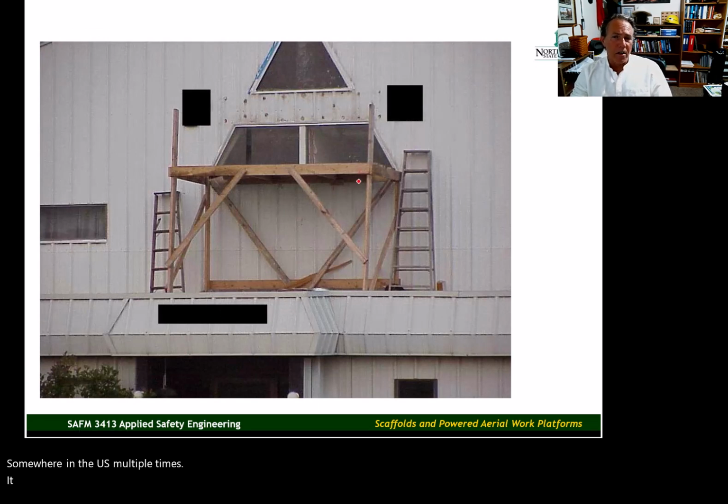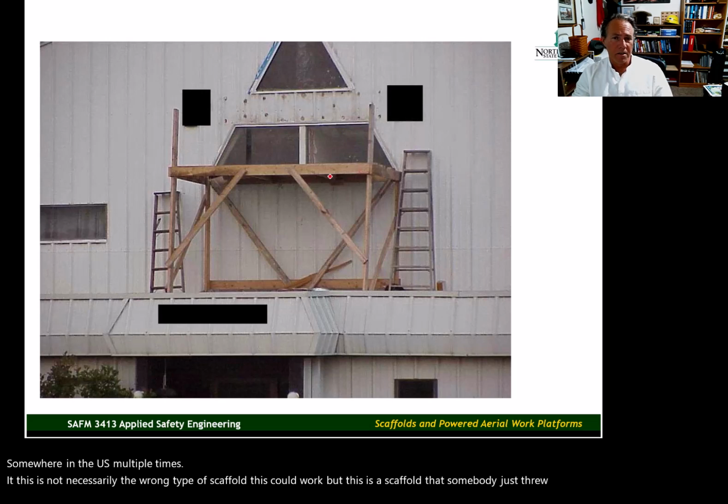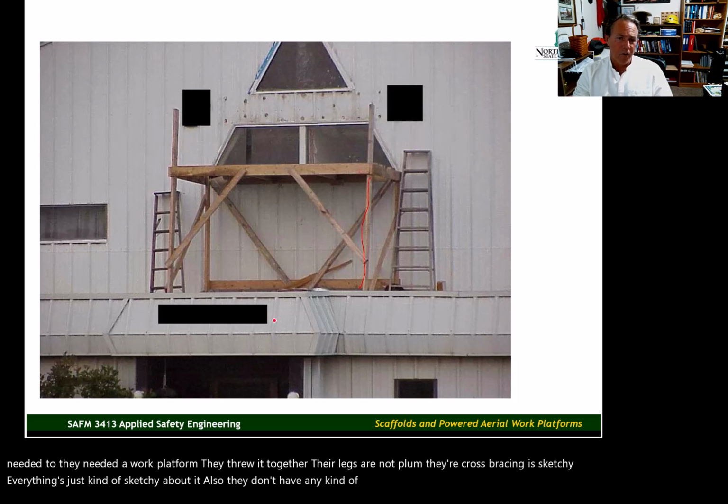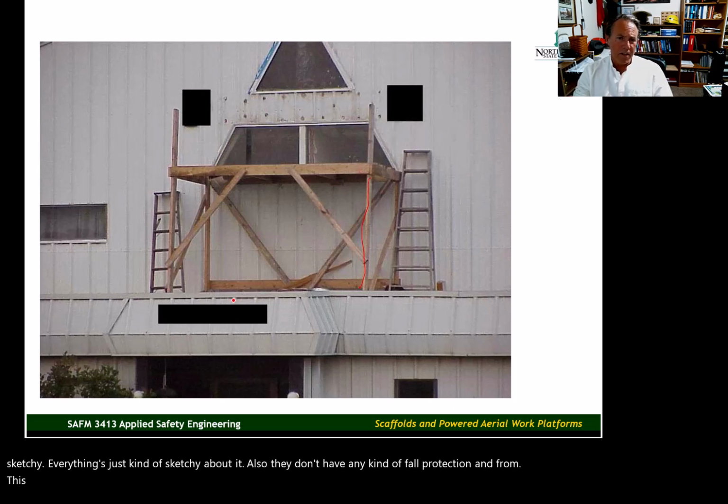This is not necessarily the wrong type of scaffold. This could work, but this is a scaffold that somebody just threw together. They needed a work platform. They threw it together. Their legs are not plumb. The cross bracing is sketchy. Everything's just kind of sketchy about it. Also, they don't have any kind of fall protection. And from this photo, and this is an awning over an entryway into a building. So let's say this is 10 feet from the ground right here. Add another 5 feet to that, the worker appears going to be 15 feet off the ground.